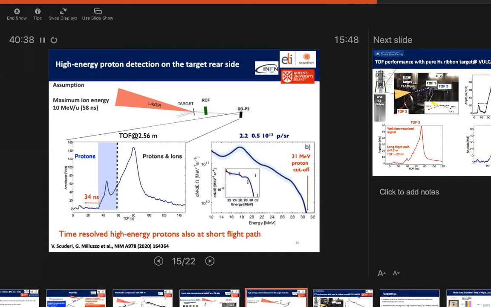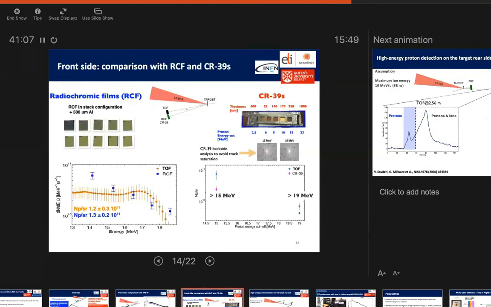The comparison is good. In fact, 34 nanoseconds corresponds to 30 MeV, at this distance of 2.5 meters. So this was a very nice experiment, because we validated all the technique, the procedure and the analysis in both directions.